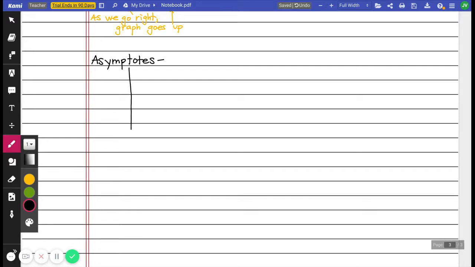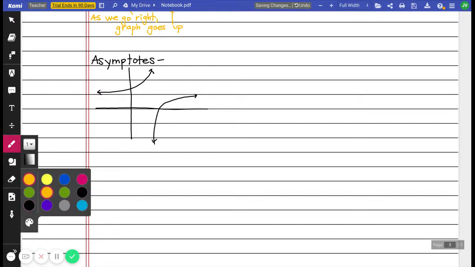So here I'm going to draw a graph. And I'm going to make my graph do something like this. Maybe not quite like that. Let me try that again. I didn't get my graph to start in a good spot because I want 2 asymptotes on this graph. I want a vertical asymptote and I want a horizontal asymptote. Okay?